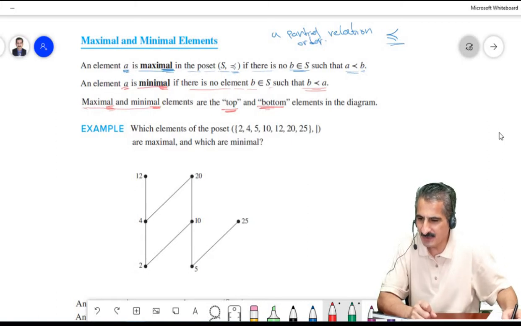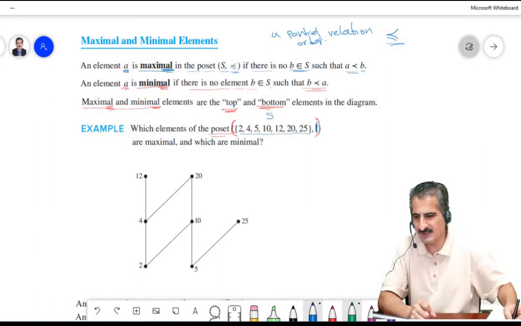So the poset, let's take the poset that consists of the set 2, 4. So this is the poset, and the division here is the relation. And this is the set S. Okay. Now, the Hasse diagram of that is, here we go, 2 divides 10, 4, and 20, and 12, okay?